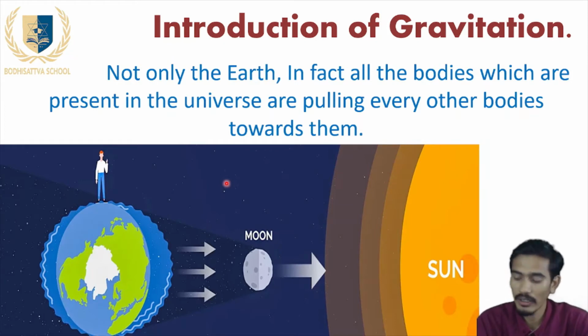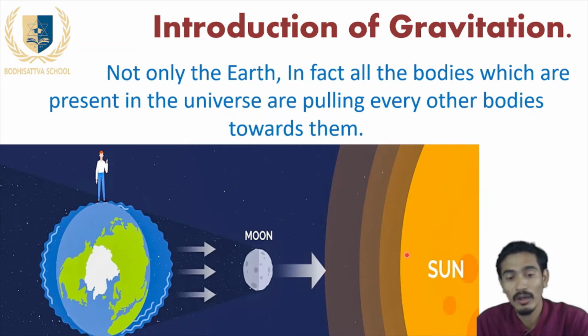For example, in the picture here we can see the earth, the moon, and the sun. According to Newton, the earth is trying to pull the moon, and the moon is also trying to pull the earth. The sun is trying to pull the moon as well as the earth, and the moon and the earth are also trying to pull the sun. So a force exists between them, according to Newton.